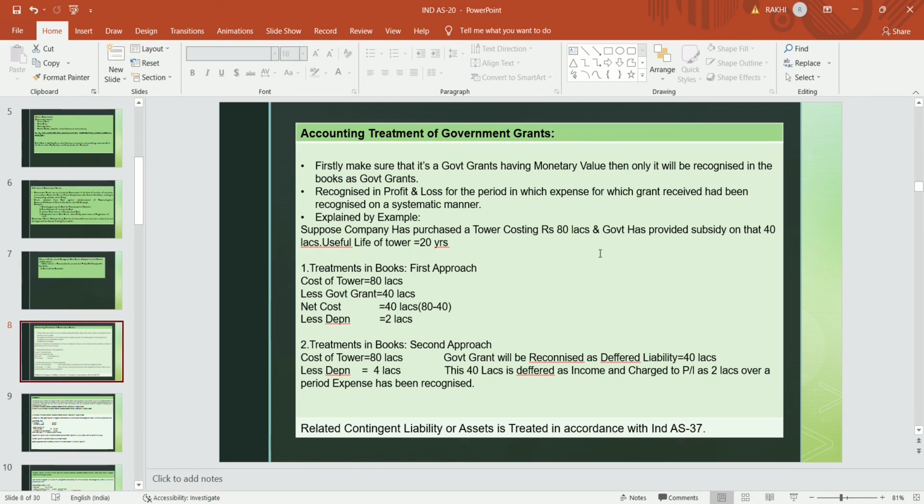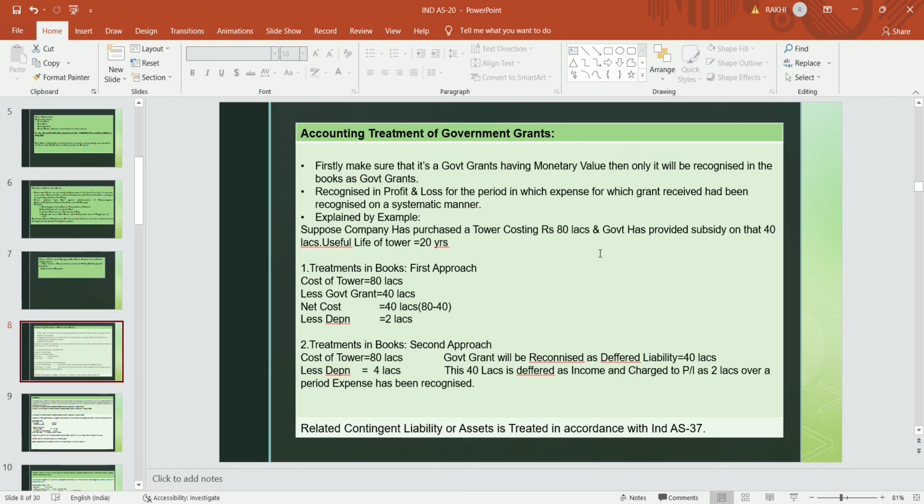And the second approach in this example is the gross approach. In this we will show the cost of the tower and the government grant separately. The cost of the tower is 80 lakhs, which is shown in the balance sheet as an asset, as PPE, and the government grant will be recognized as a deferred liability on the liability side, amounting to rupees 40 lakhs.